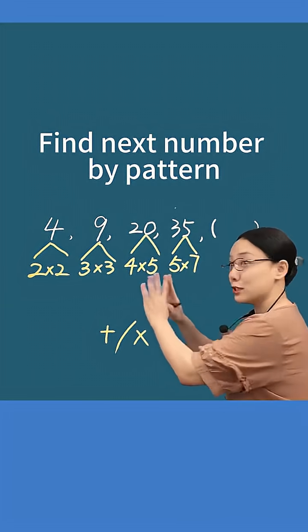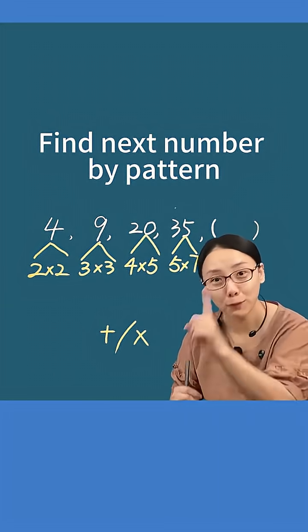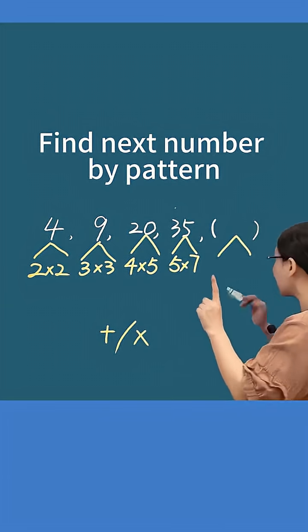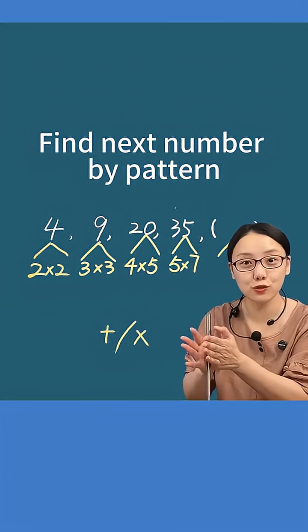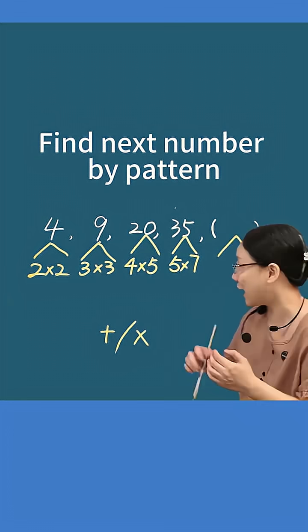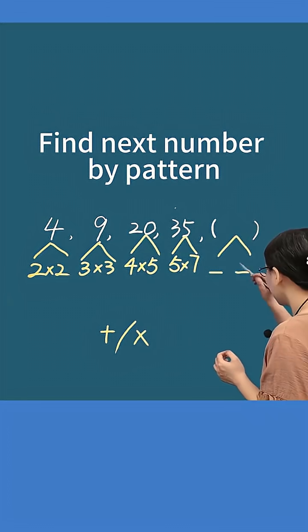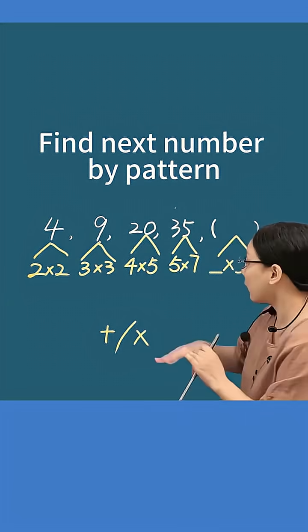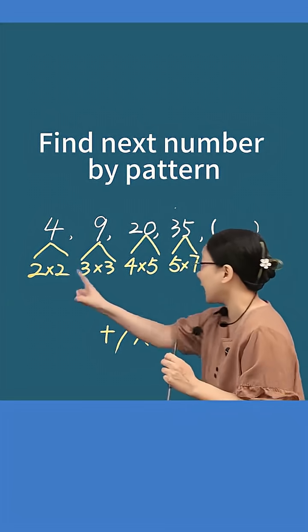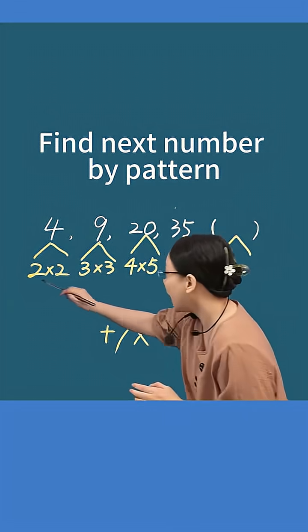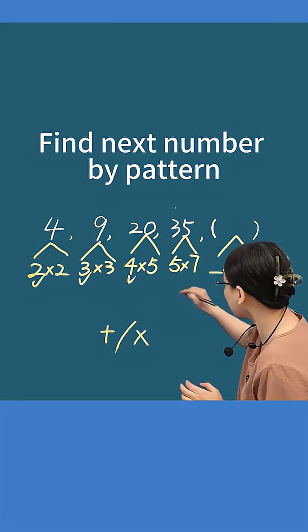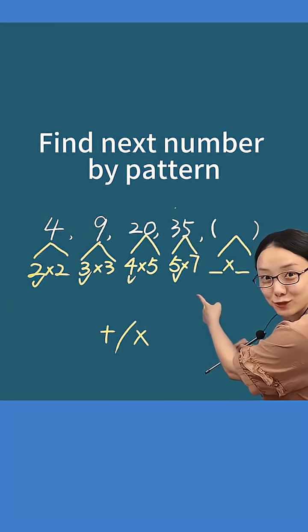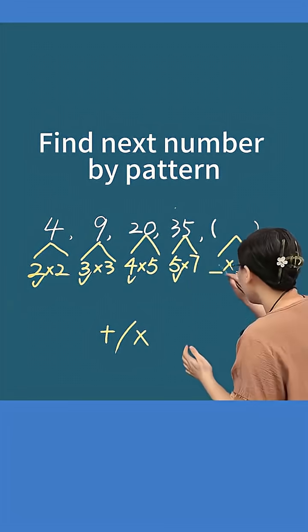Even if you haven't noticed any pattern up to this point, I can still determine that the next number can also be broken down into two numbers, right? In the form of multiplication, right? So here we have one number, and here we have another number, and the two are multiplied together. Now let's look at the first factor in each multiplication. 2, 3, 4, 5. So what about the next number? 2, 3, 4, 5, 6, right?